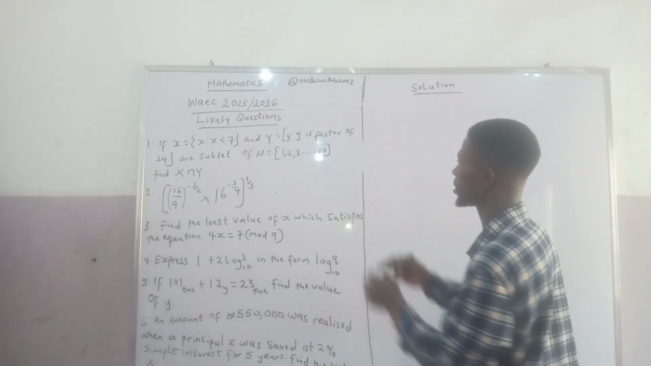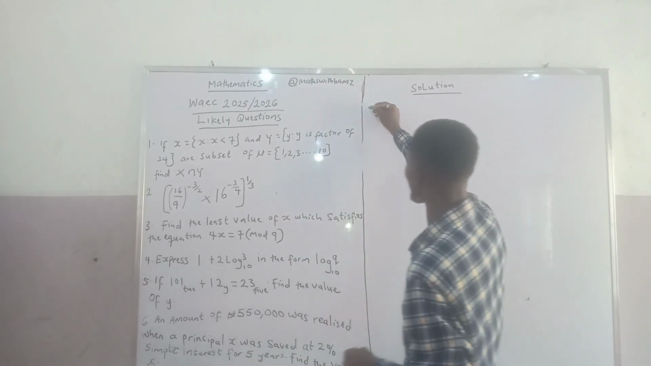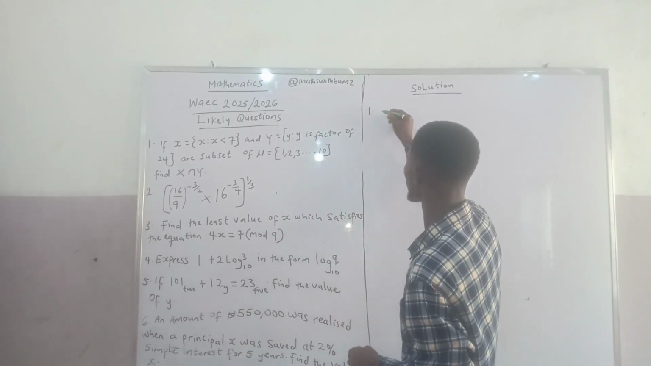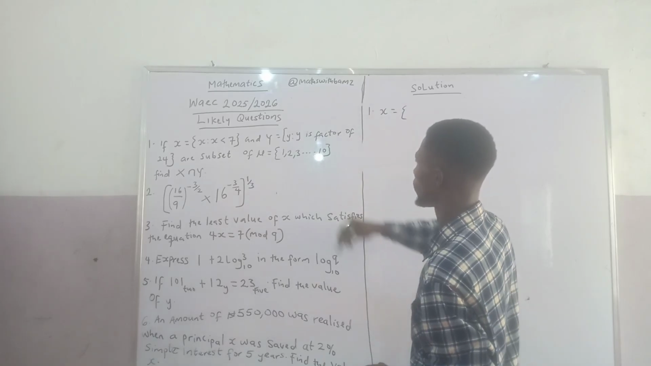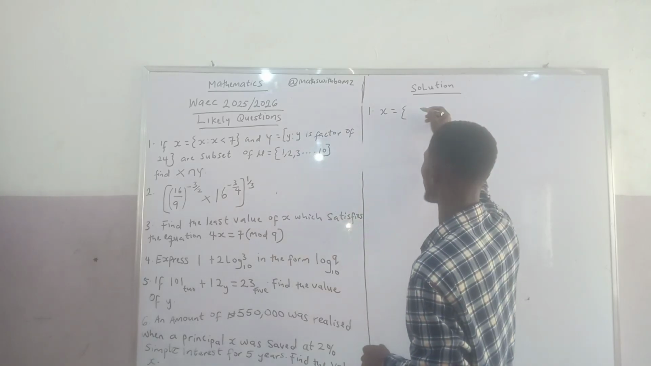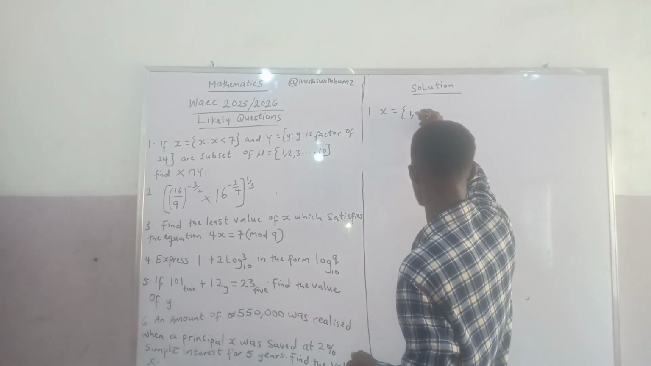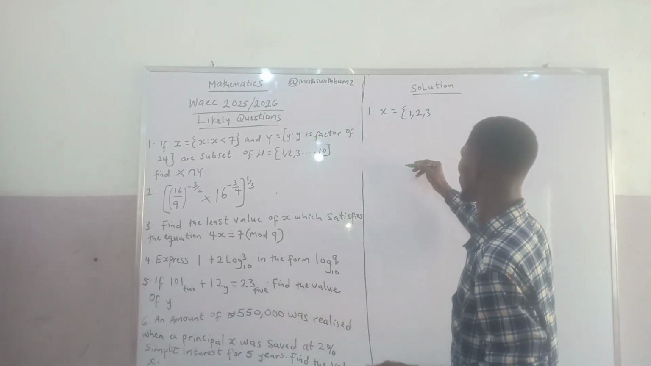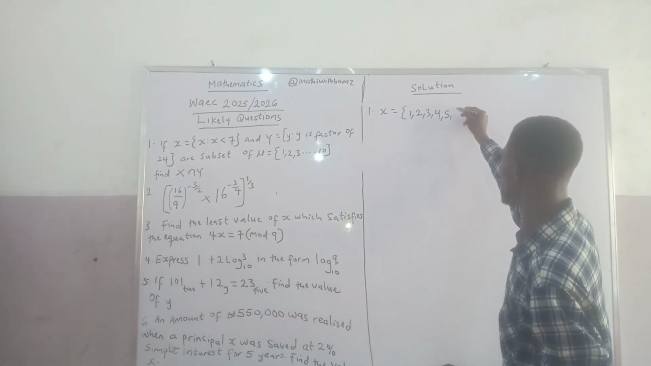So now this question falls under sets. Okay, now let's go. So we have x. The elements of x: they say x is less than 7. X less than 7 will be from 6 down: 1, 2, 3, 4, then 5 and 6.